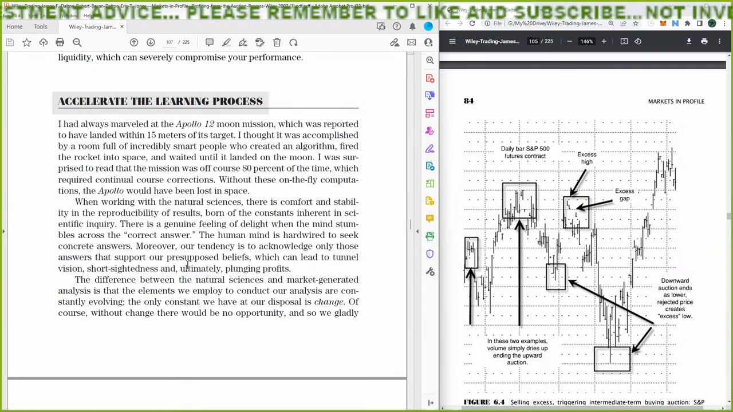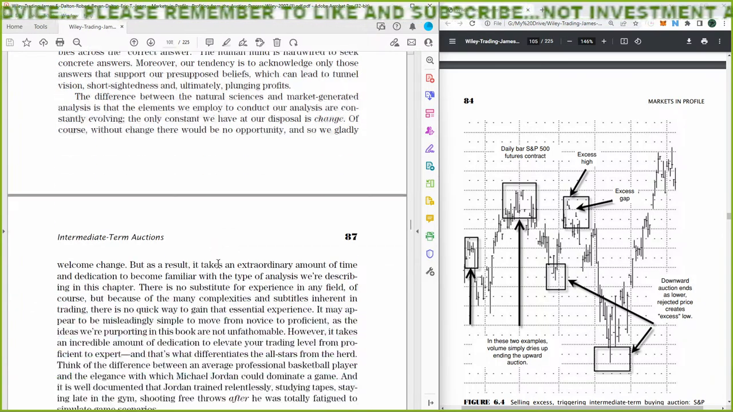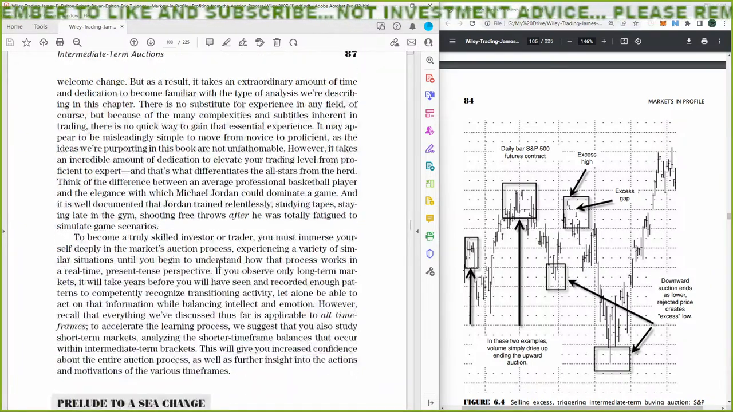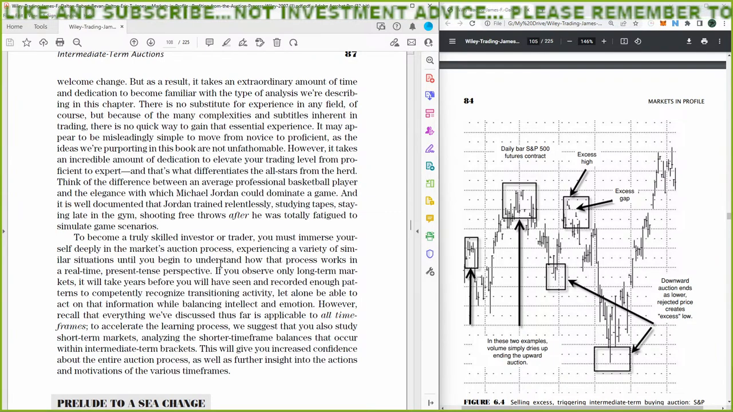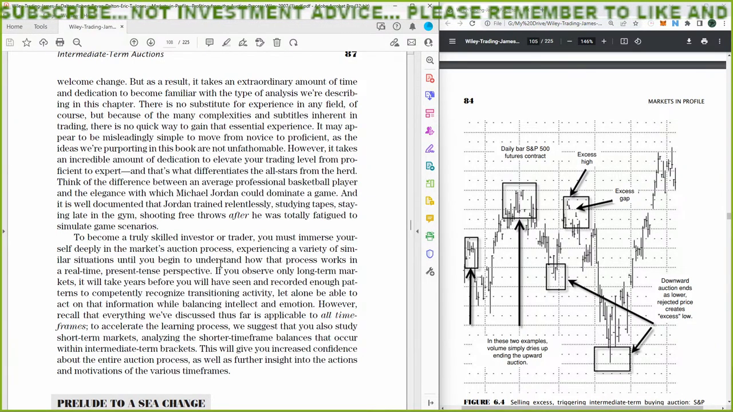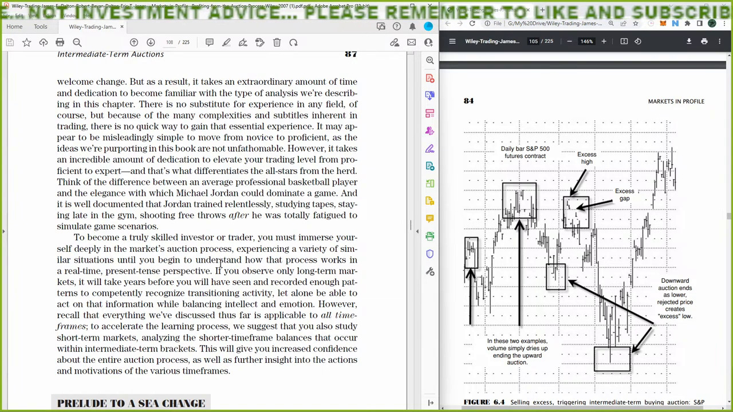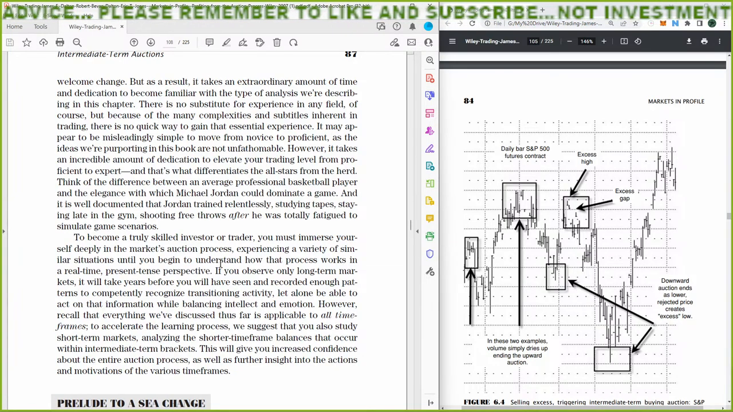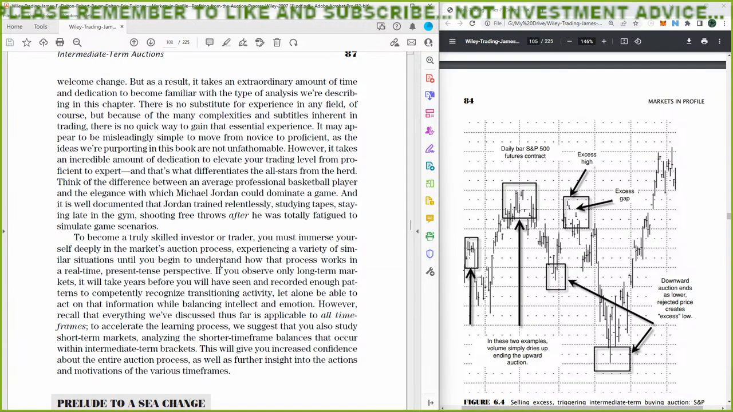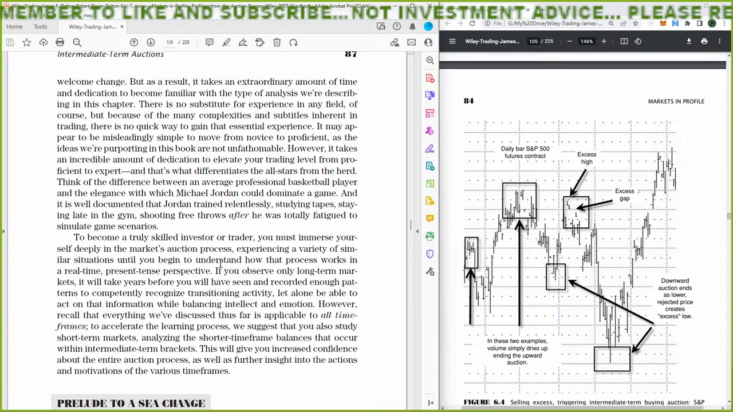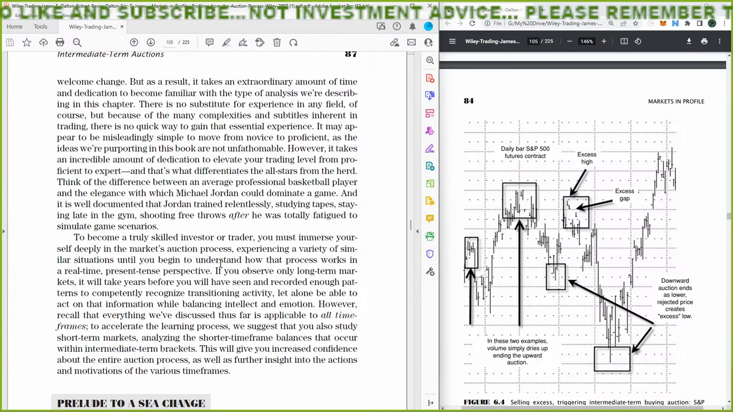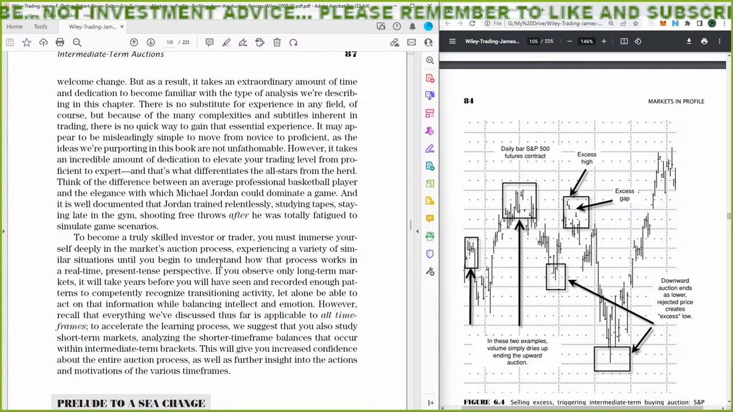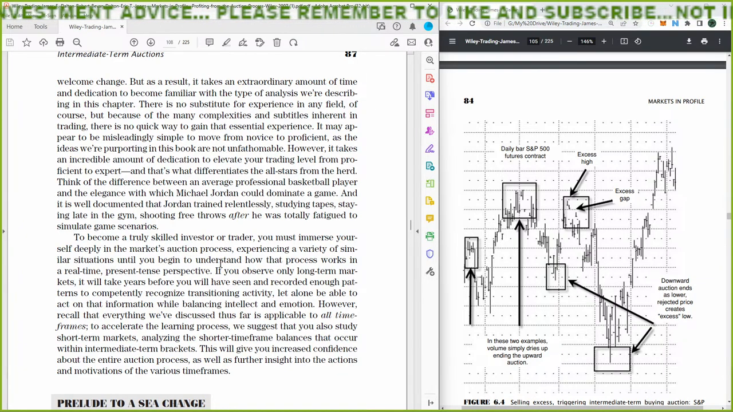The only constant we have at our disposal is change. Of course, without change, there would be no opportunity, and so we gladly welcome change. But as a result, it takes an extraordinary amount of time and dedication to become familiar with the types of analysis we're describing in this chapter. There is no substitute for experience in any field, of course, but because of the many complexities and subtleties inherent in trading, there is no quick way to gain that essential experience.